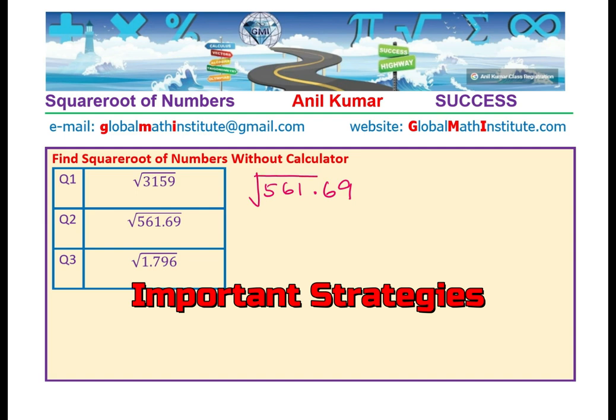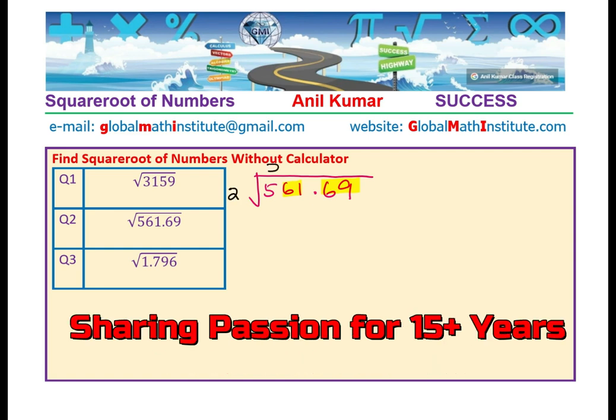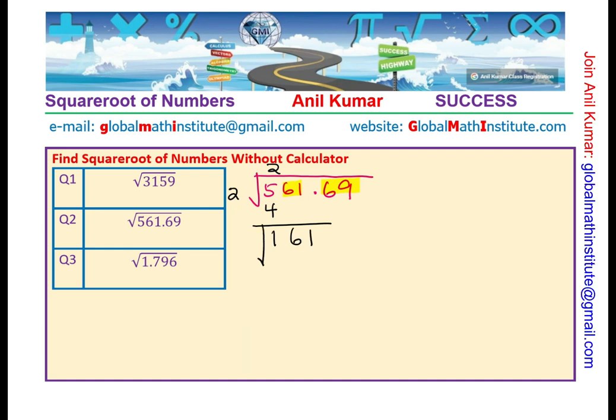Now, let's move on and take the next number, which is the square root of 561.69. Again, we'll group in twos away from the decimal. Once you do that, 61 forms a group, but 5 is left alone. Now, what number will go into 5? Well, 2 times 2 is 4, so that is the best choice for us. Take away, bring down 61.